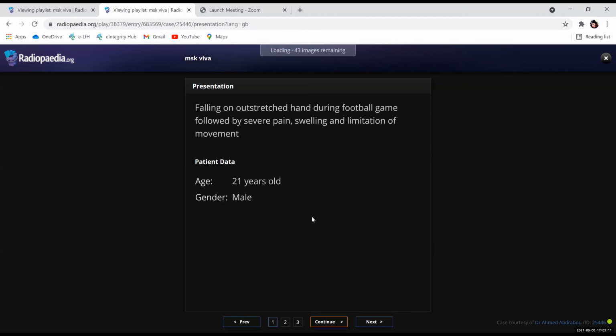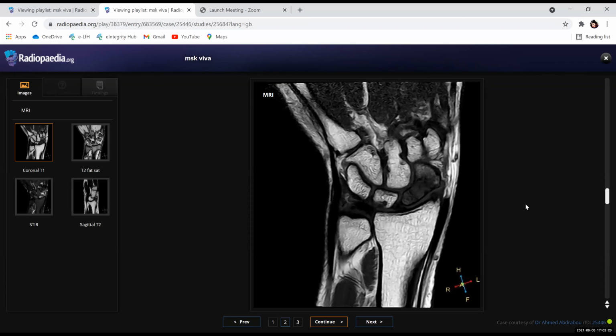Fall on outstretched hand in a football game, followed by severe pain, swelling, and limitation of movement. 21-year-old male. This is an easy one.